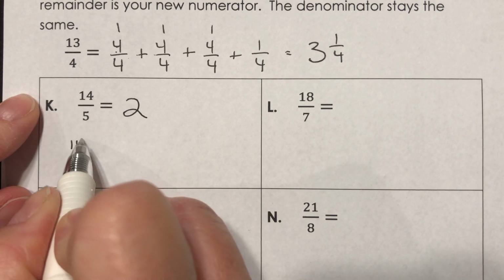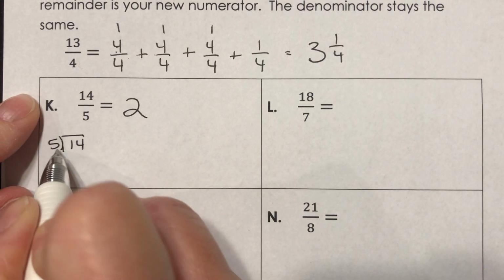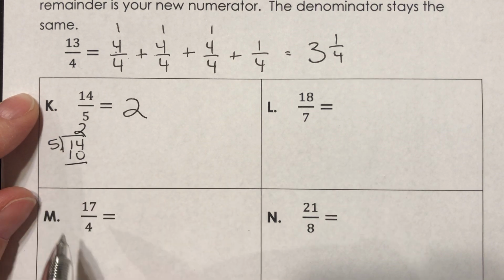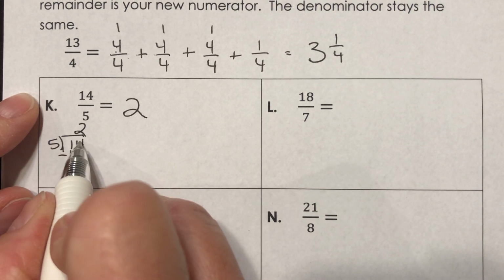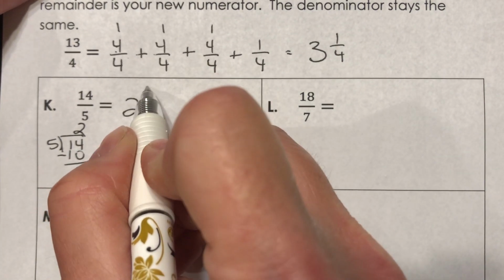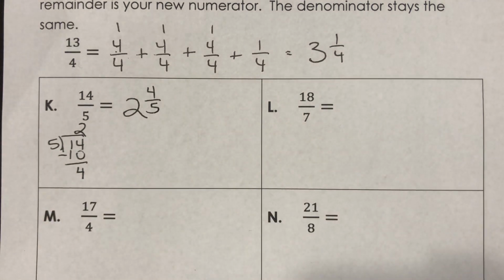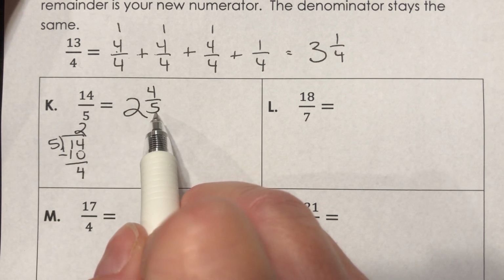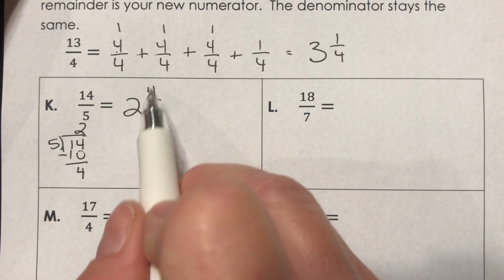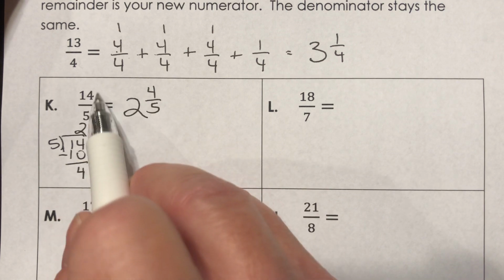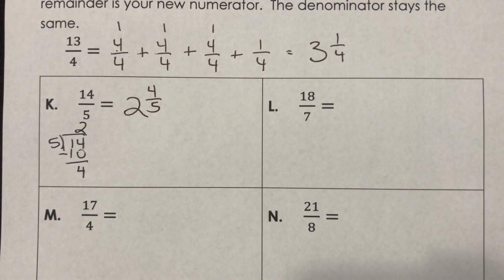Or you can look at it like this, 14 divided by 5. 5 times 2 is 10, right? How many are left? Well, 14 minus 10 is 4. So I would have 2 and 4/5. 2 and 4/5. And you could use what we just did to check your work. Multiply your denominator by a whole number and add your numerator. 5 times 2 is 10, and 10 plus 4 is 14, and your denominator never changes.